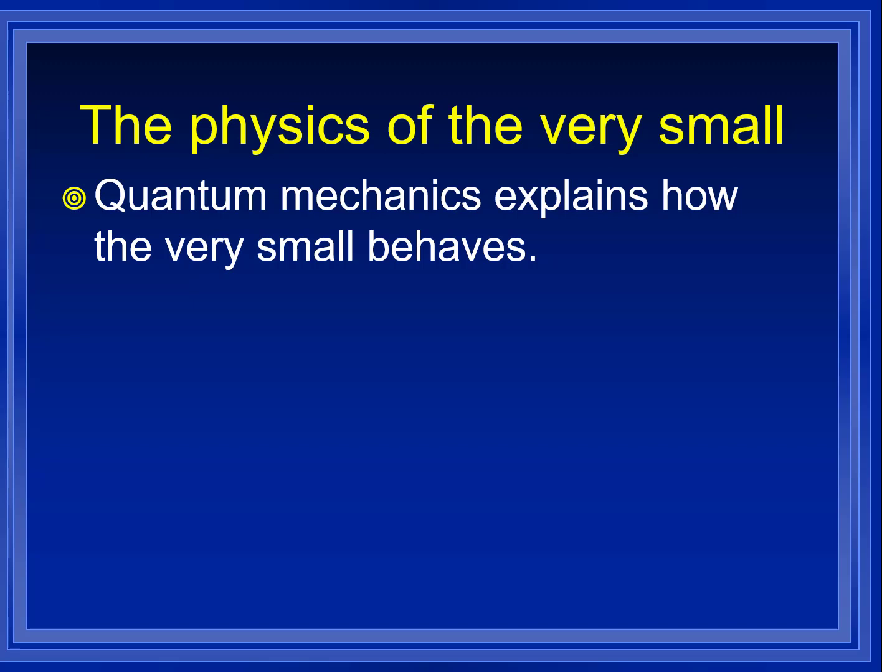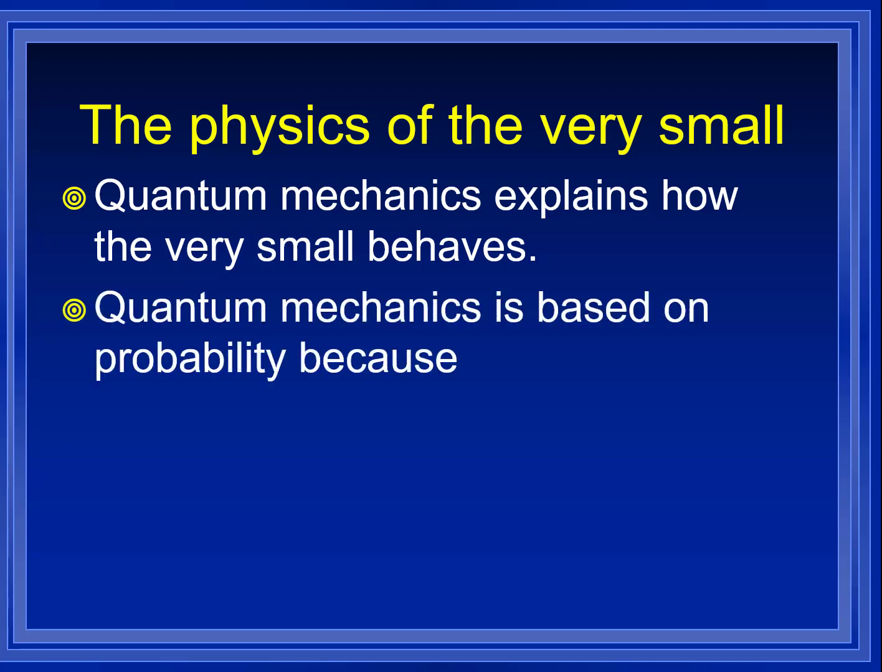And by very small, we mean atom-sized or smaller. Okay? Because we don't worry about the probability of where you are. We're pretty sure where you're at. But quantum mechanics is based on probability. We never say where the electron is. I may say where it is, but that is just a probability of where you could find it. This is where you have the best chance of finding it.